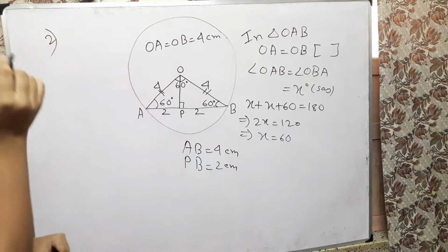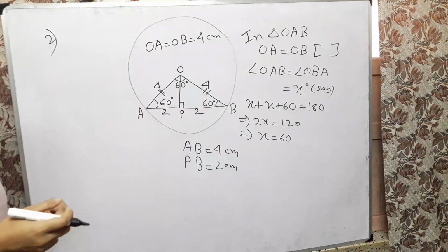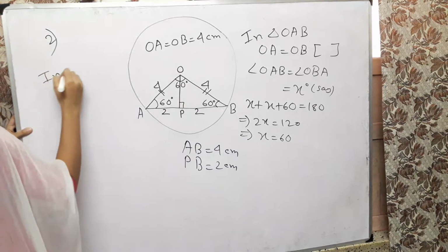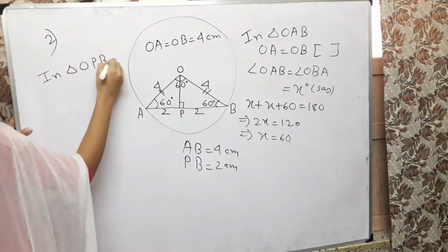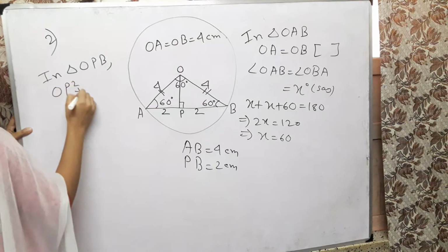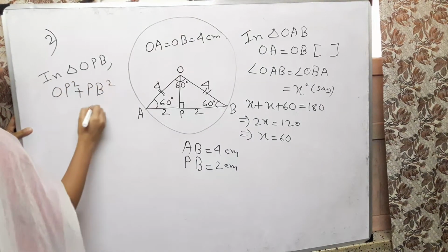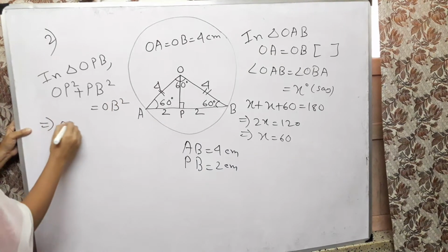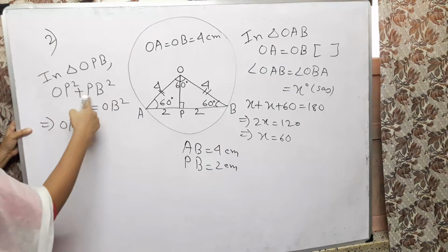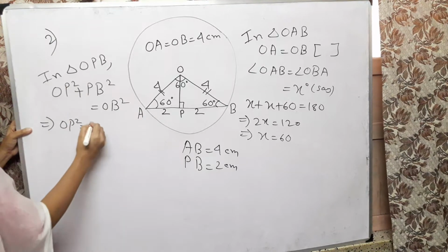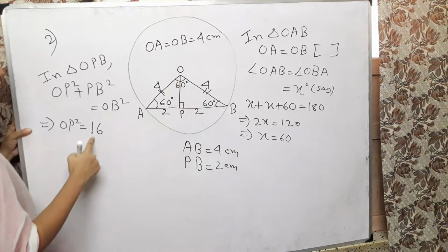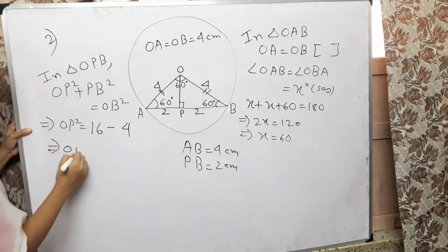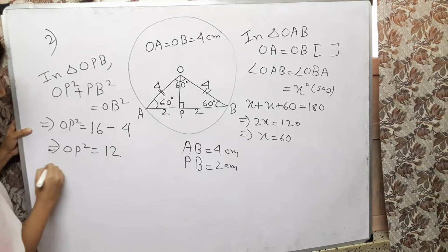Now triangle OPB is a right angle triangle. We have to find OP. So in triangle OPB, OP square (perpendicular square) plus base square equals hypotenuse square. So OP square will be OB square minus PB square. OB square means 16 because 4 is there. 16 minus PB square, which is 4. So OP square equals 12.